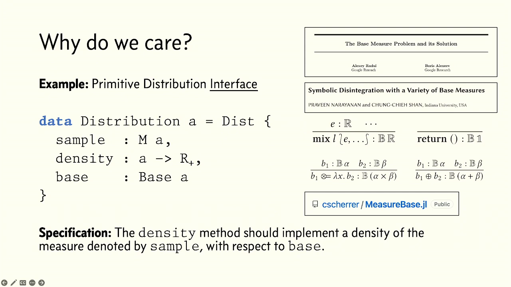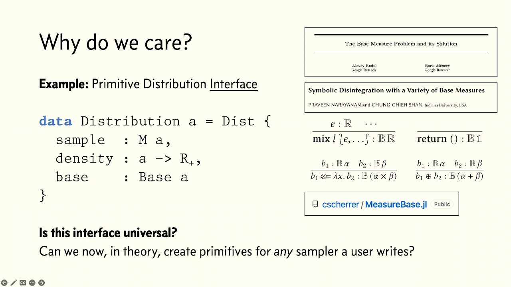So depending on how expressive this set of base measures is, the new interface will have higher coverage than our previous interface. But is it universal? Okay, if a user comes to us with a program, can we always tell them a base measure that they can go implement a density function for?